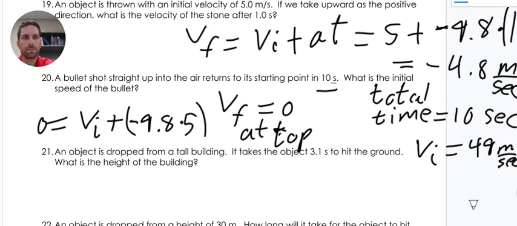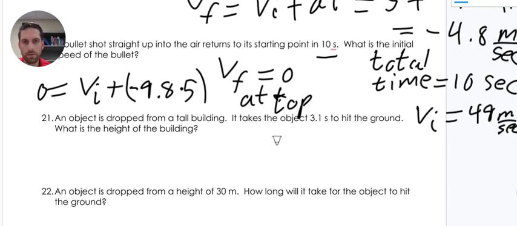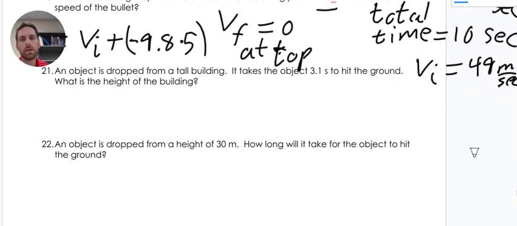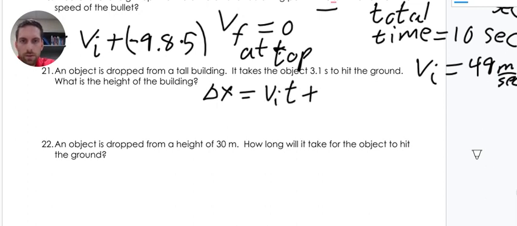Now 21. If we drop this object from a tall building, it takes this time to hit the ground. We don't know the height of the building. Usually when we're talking about heights, that's like the absolute value, because it's a positive number. You don't have a negative height usually. So, but we still need to use the displacement equation. So this one, v initial times time plus 1/2 a t squared. In this case, a is going to be g, of course. So there's our time, 3.1. We know it's dropped, so v initial has to be 0 at the start.